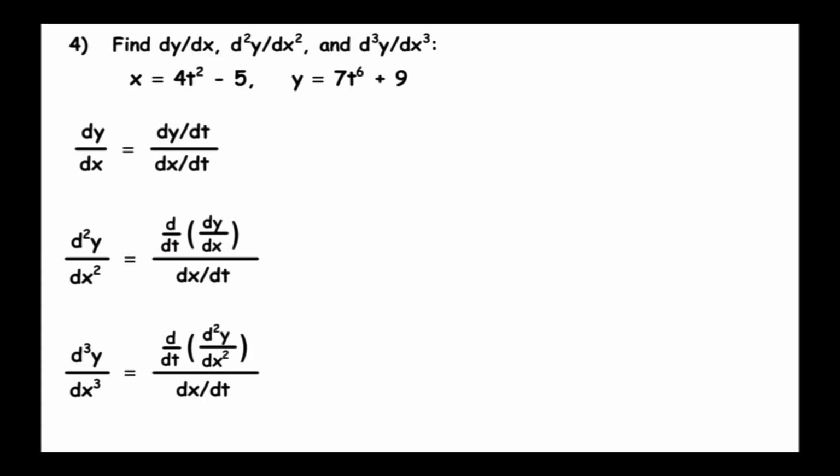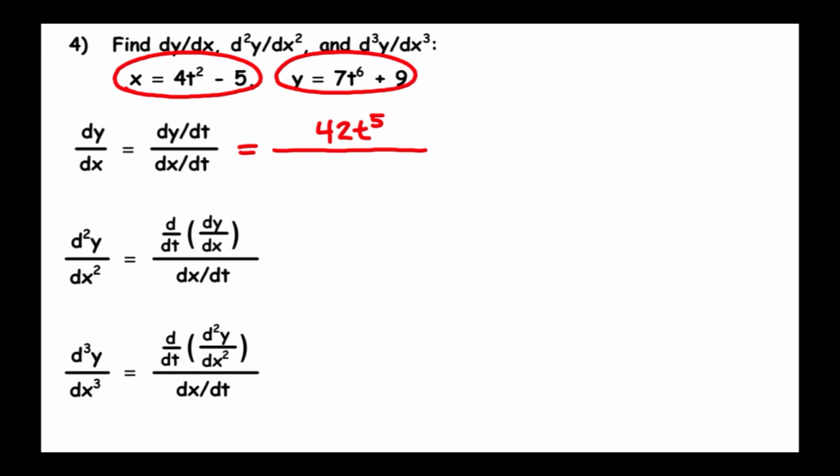Number 4, find the derivative, second derivative, and third derivative of y with respect to x, but we have some parametrics. I went ahead and took the 3 formulas I just introduced and recopied them down on the left so we had a bit of a cheat sheet to work with. So we're going to start with our dy dx. I'll use red for this one. dy dx, of course, is equal to dy dt, so I take the y equals equation. That's going to end up being 42t to the 5th. Let's write that down. Over dx dt, which is, of course, this equation. And that's going to be 8t.